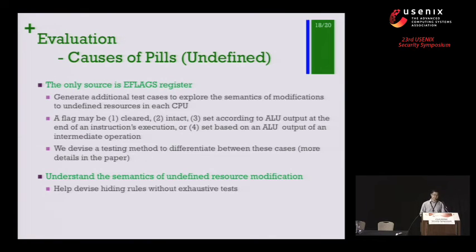For the undefined causes of pills, the only source is eFlags register. For this kind of pills, we generate additional test cases to explore the semantics of modifications to undefined resources in each processor. A flag may be modified in 4 different ways, and we need to find how the processor uses each different way to modify the corresponding flag bit. Understanding the semantics of undefined resource modifications will help us devise hiding rules without exhaustive testing.